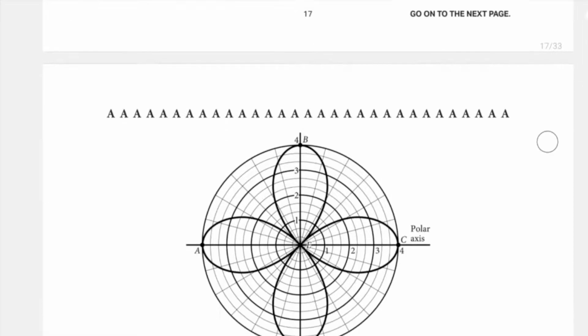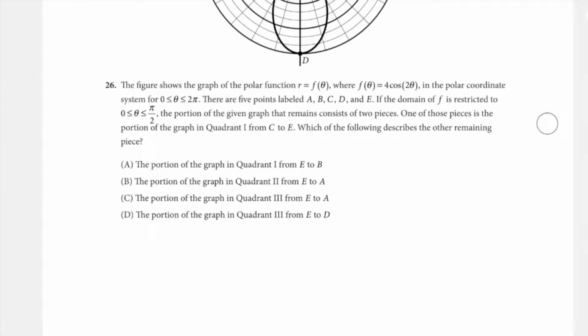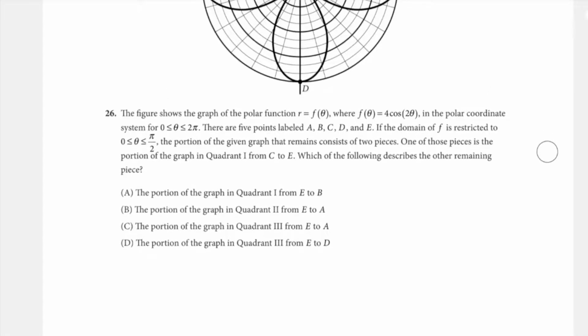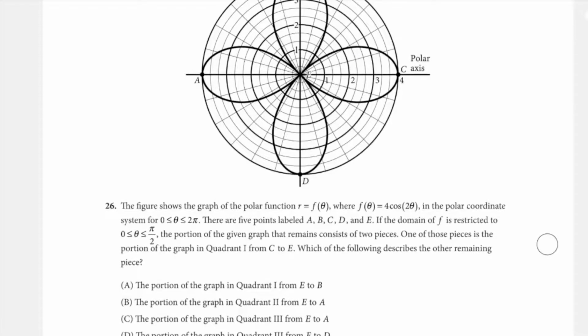Okay, it looks like we've got a polar graph. Okay, we've got r equals f of theta. Got some points labeled. Okay, if f is restricted 0 to pi over 2. Yeah, that's a great question. Okay, what we need to do is sketch the graph of f rectangularly. That's the secret on this one.